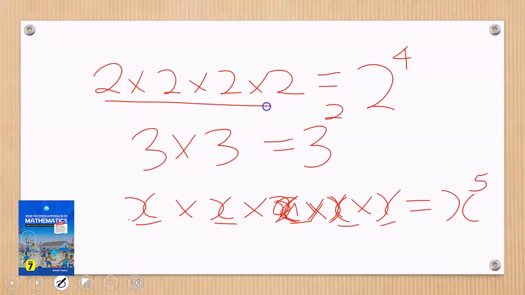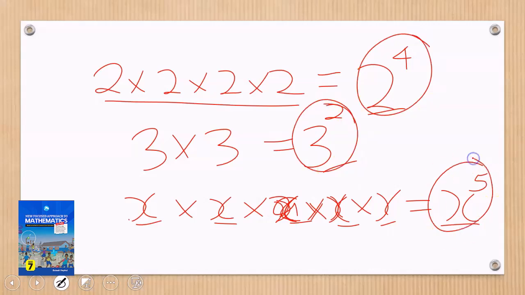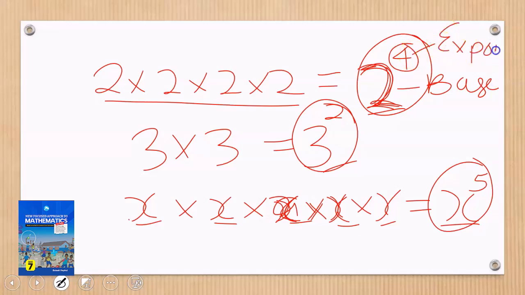Anytime you write a product or multiplication of numbers by themselves in this form, we call this indices. This is the index form of the number. With these indices, the number that is multiplying itself, the 2, is called the base. The 4, telling us how many times the 2 is multiplying itself, is called the exponent, or index. The plural form of index is indices. So here the 3 becomes the base, and the x here becomes the base. The 2 here is called the exponent, and the 5 here also is called the exponent or index.